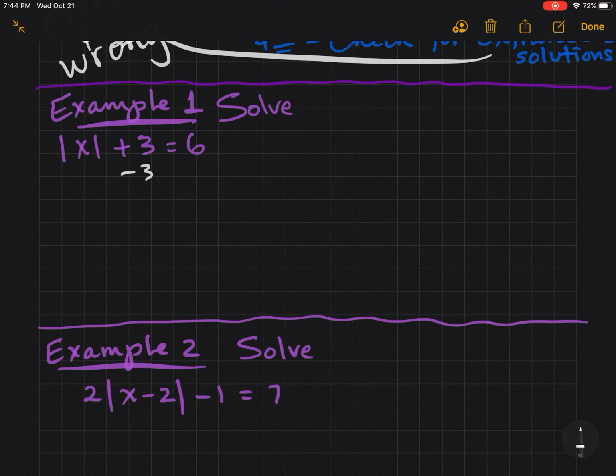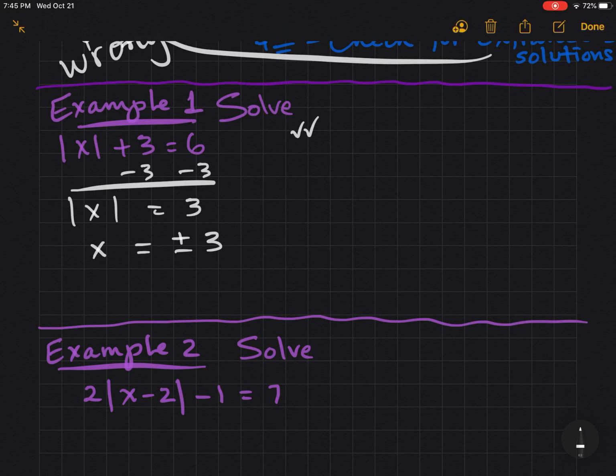So I want to get rid of the 3 on this side, and I get the absolute value of x equals 3. The next step says remove the bars and make the other side plus or minus. There's nothing left to solve. Then the last step, and it's mandatory, is to double check for extraneous solutions.